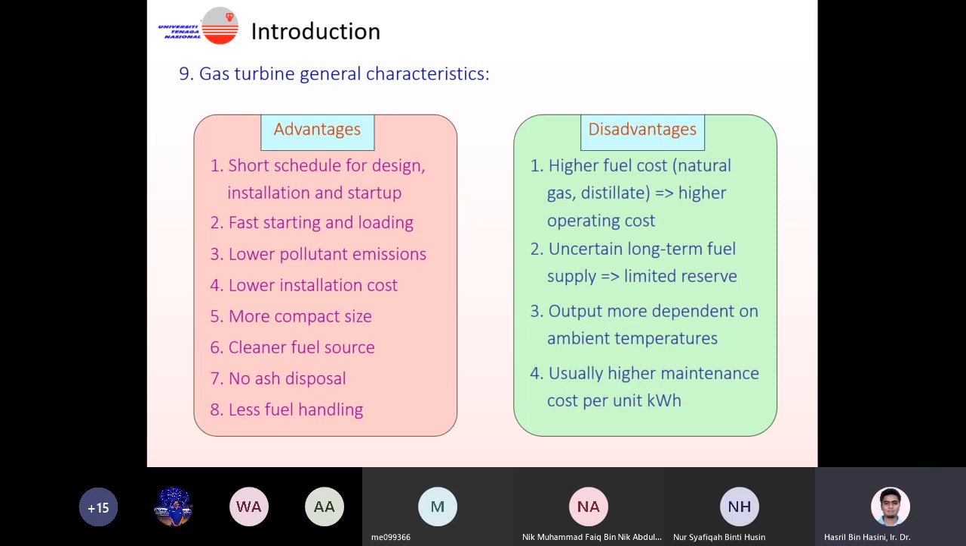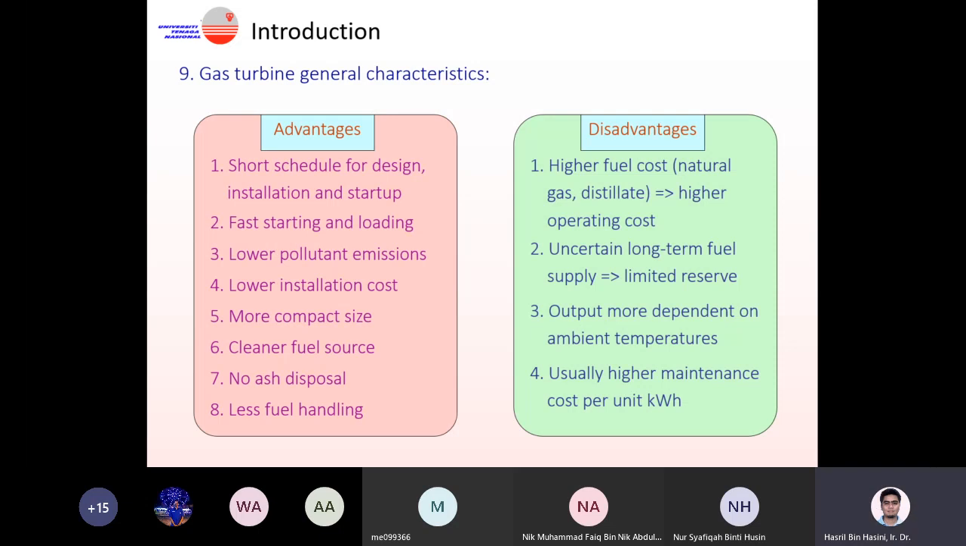Okay, this is one of the advantages. Gas turbine has lower pollutant emission in the sense that they don't produce any particulate matter, they don't produce any sulfur dioxide, they don't produce any nitrous oxide and whatnot as compared to the steam turbine, especially the steam turbine that is driven by coal combustion.